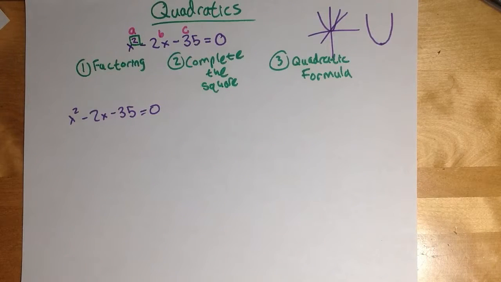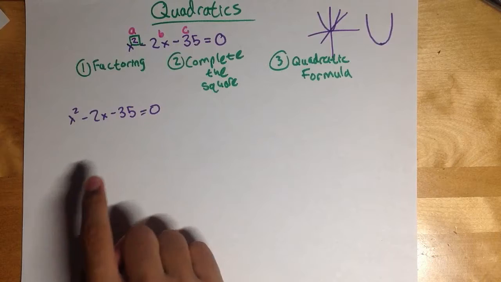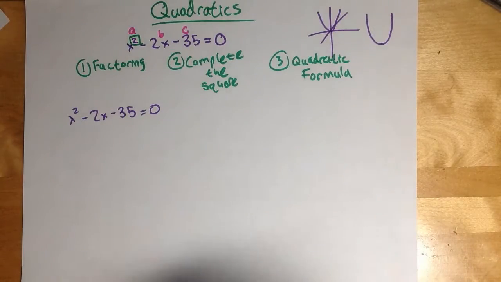You're going to just have to holistically look at this and say, what combination of numbers would multiply into 35? Chances are it'd be 7 and 5 that you're looking at. So what combination of positive or negative 7 or positive or negative 5 would add up to negative 2? Well, chances are it's negative 7 and positive 5.